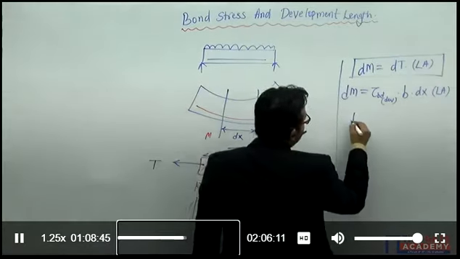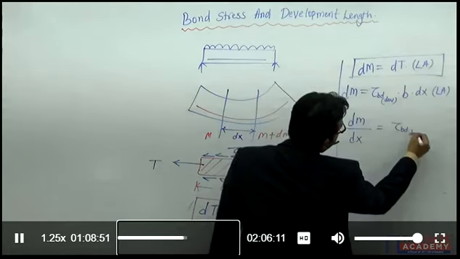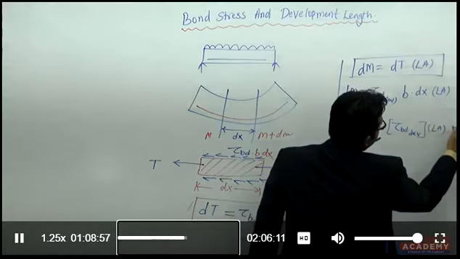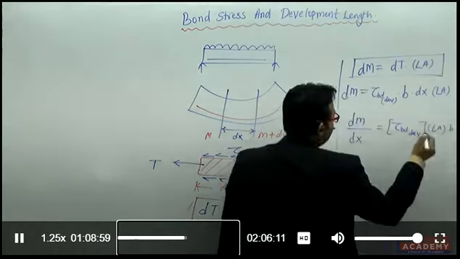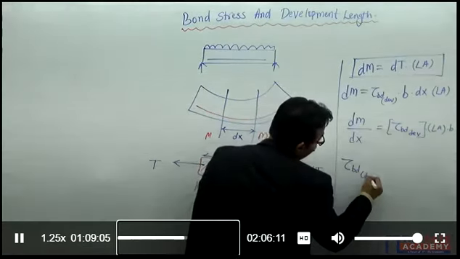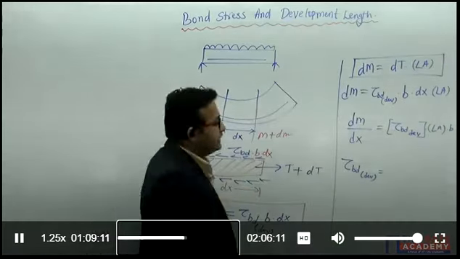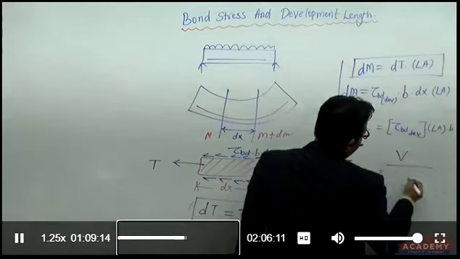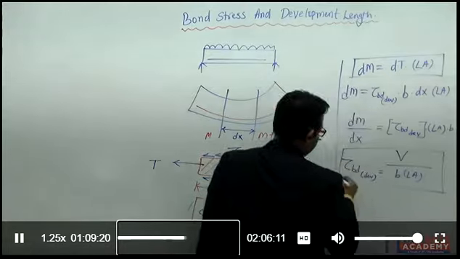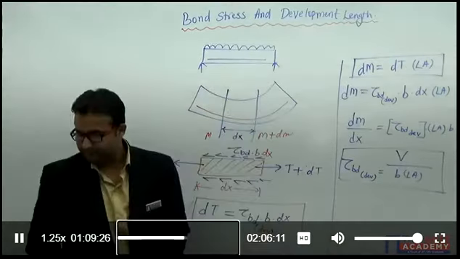So if I write dM by dx, it is equal to tau bd developed into lever arm into b. So I can write tau bd developed equal to, and this dM by dx is nothing but your shear force. So here, shear force divided by b into lever arm. Right? Your shear force divided by b into lever arm.